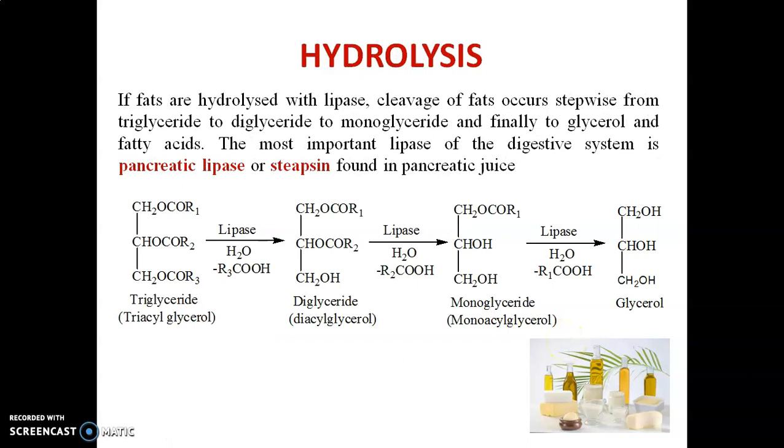If fats are hydrolyzed with lipase, the cleavage of fat occurs stepwise from triglyceride to diglyceride to monoglyceride, and finally we get glycerol as the end product. The most important lipase of the digestive system is pancreatic lipase or steapsin, which is found in pancreatic juice. Let us see the reaction. These triglycerides can be converted to diglycerides, and then to monoglycerides, and finally we get glycerol as the end product of hydrolysis.